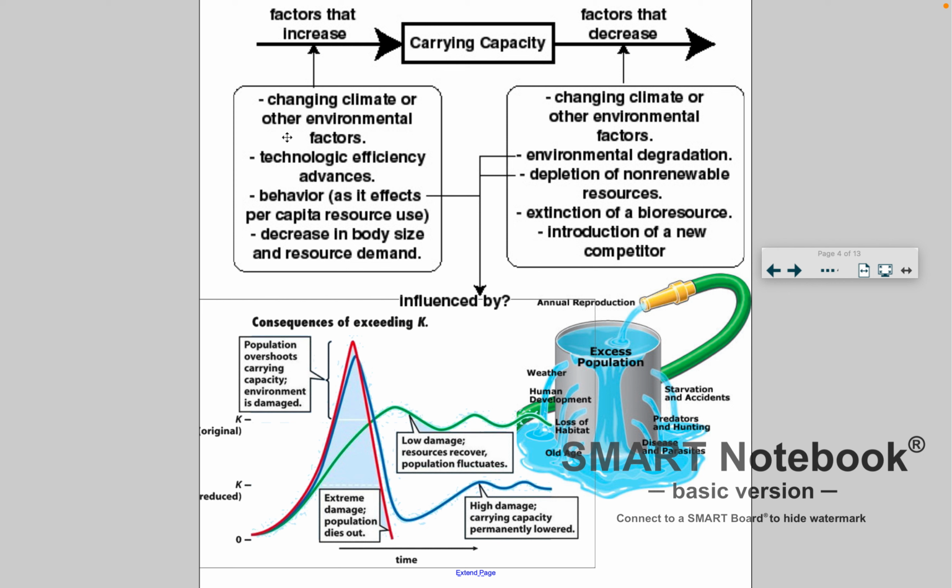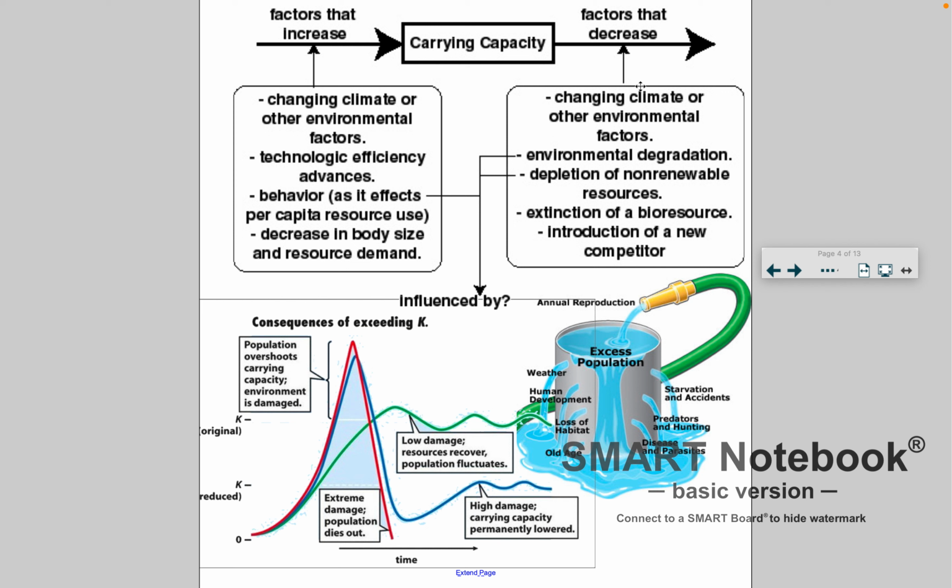Factors that can increase carrying capacity: environmental factors like food or climate, just conditions that advance the population. This gets a little bit more technical, but technological efficiency. If you think about the human race, our population capacity is increasing based on technological advances, as well as behavior. But there comes the question as to how big Earth's carrying capacity is for Homo sapiens, and then maybe a decrease in body size and resource demand. That would also increase carrying capacity.